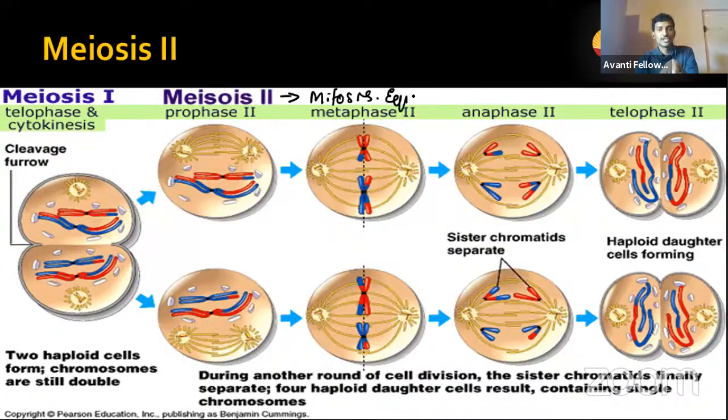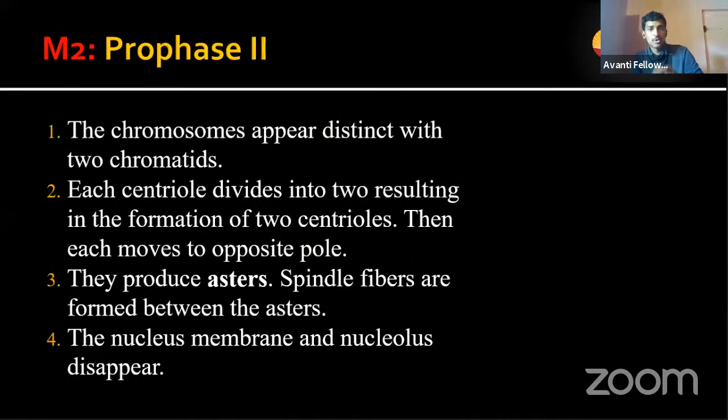That means equational division. Why do we call meiosis 2 mitosis-like? Because it's exactly like mitosis. There is no difference in meiosis 2. You can see here.